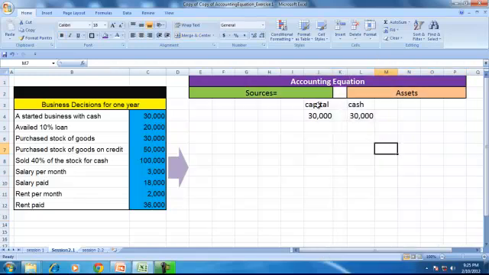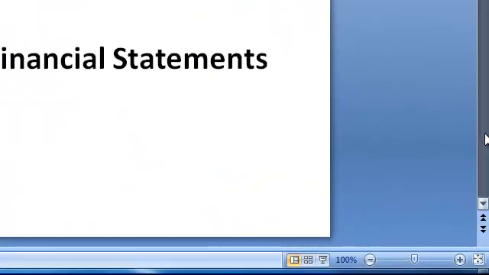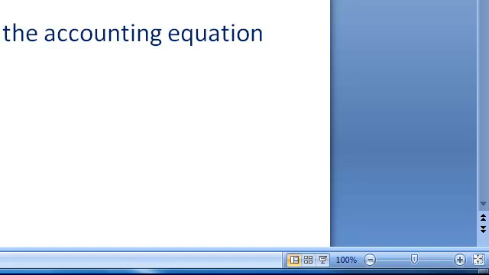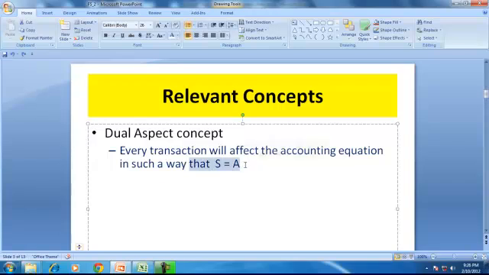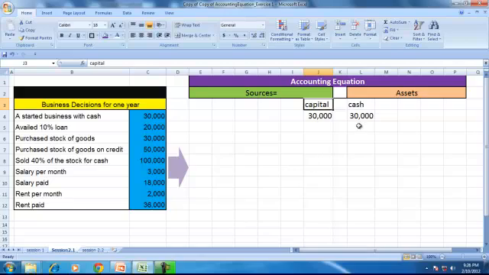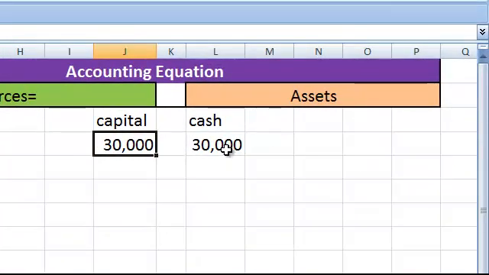You can ask a question: whose money is this? Capital is money contributed by the owner, but the business is a separate entity. So one of the important concepts of accounting is that every business transaction will affect the accounting equation, that whenever there is a source, there has to be an asset. So if there is a source, there has to be a corresponding asset, or whenever there is an asset, there has to be a corresponding source.